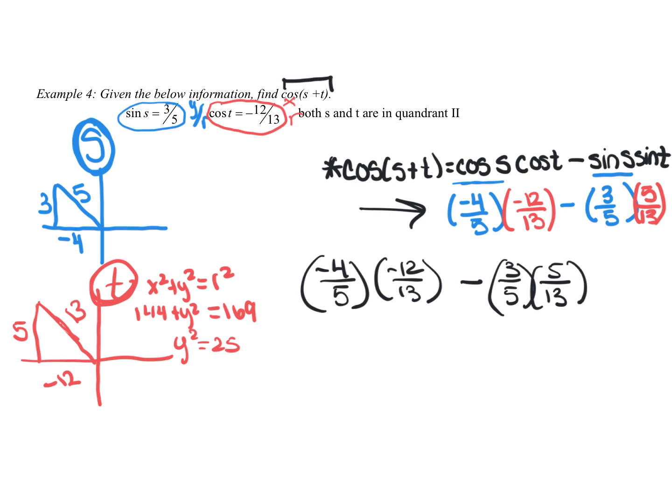Negative 4, okay, hang on, back up, sorry. When you multiply fractions, straight across. Okay, now we can do this. Negative 4 times negative 12 is 48, and 5 times 13 is 65, minus 3 times 5 is 15, 5 times 13 is 65, and then you just have to subtract your numerators. You already have common denominators. How nice is that? So 48 minus 15 is 33 over 65.